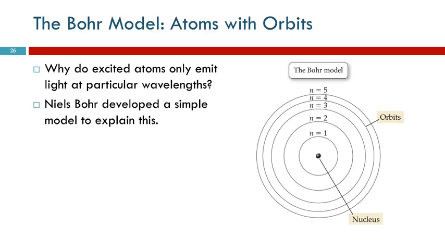So Niels Bohr came up with a simple model to explain this. So in his model, here's the nucleus with the protons and the neutrons. And then the electrons are in orbits around the nucleus. So it's a lot like a planetary solar system, where here's the sun, and then each of the planets has their own orbit, and they're traveling around in these circular orbits. And that is relatively easy for us to understand.